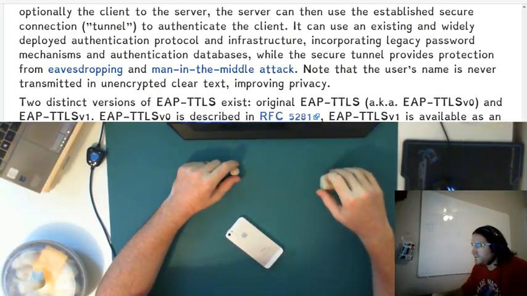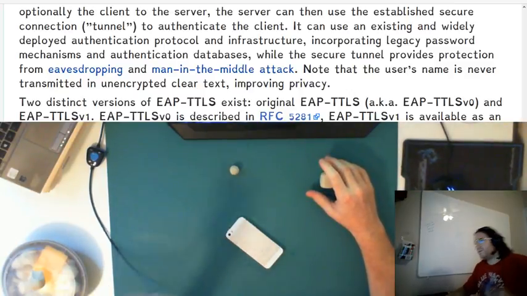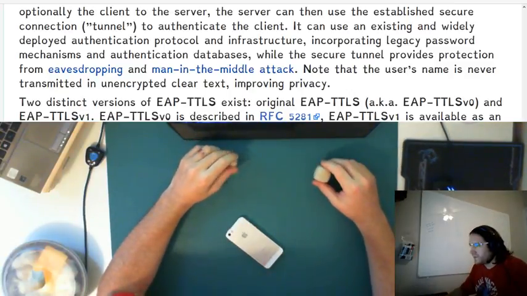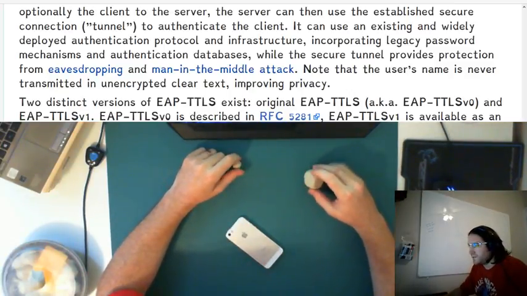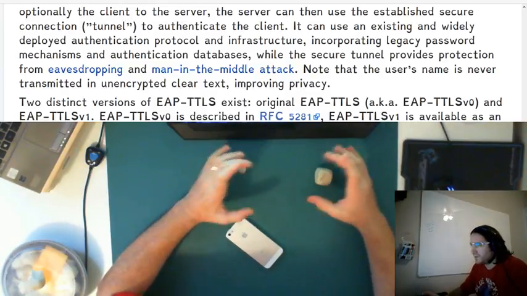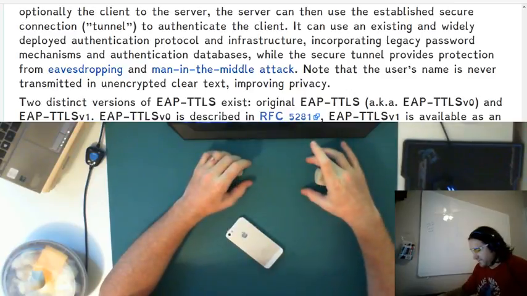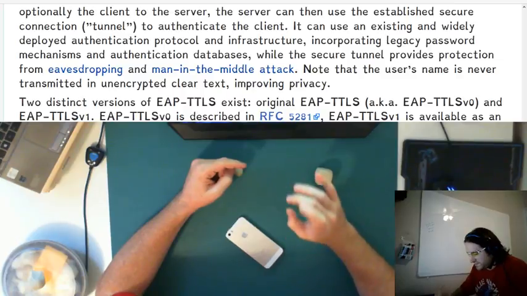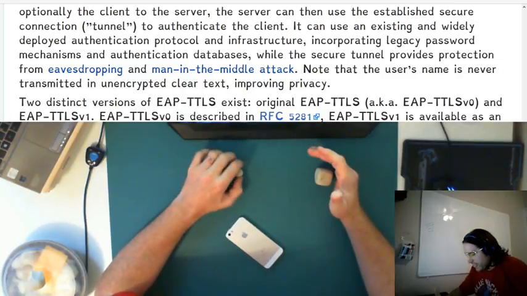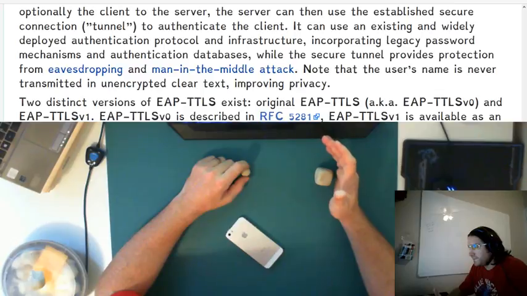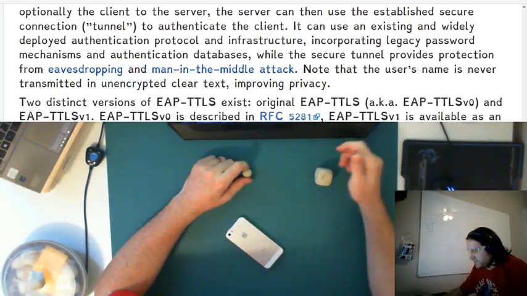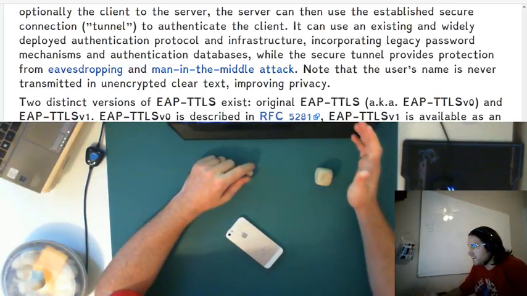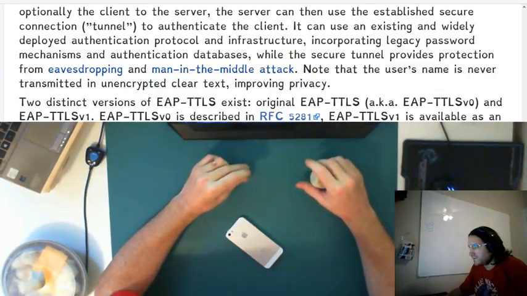It can be used on existing and widely deployed authentication protocol and infrastructure, incorporating legacy password mechanisms and authentication databases, while the secure tunnel provides protection from eavesdropping. Right, so the tunnel of the certificate protects from the man in the middle because it's encrypted. And you can't see it because it's encrypted. Then a password can be passed through. Username and password can be passed through. Okay.